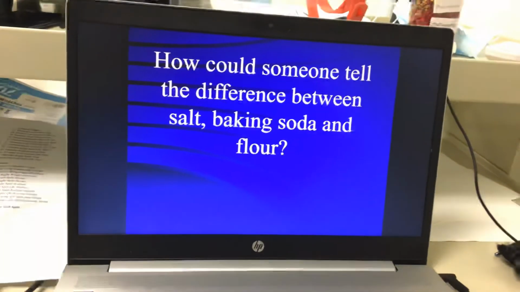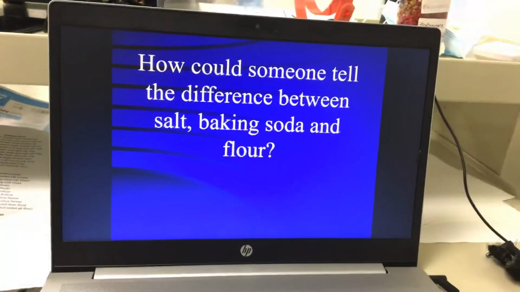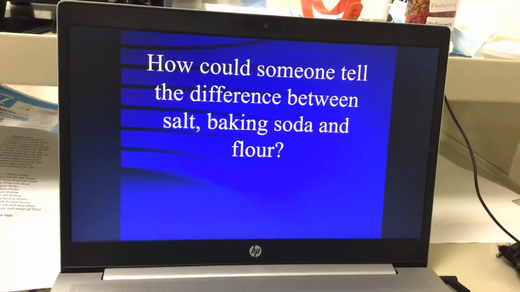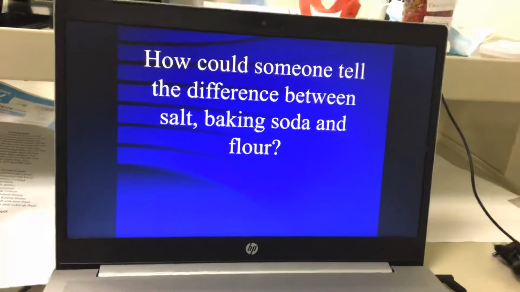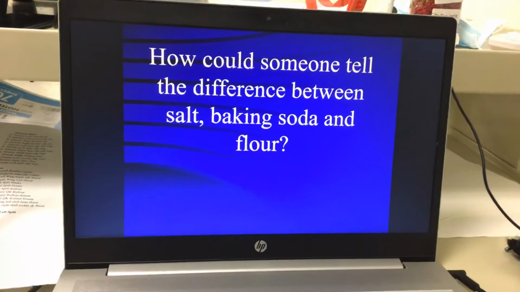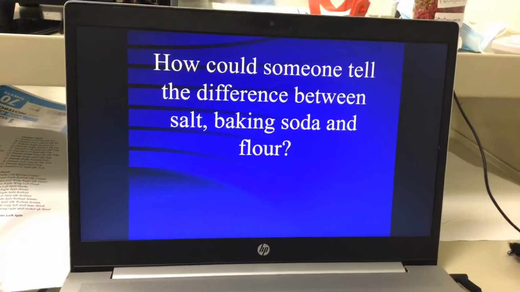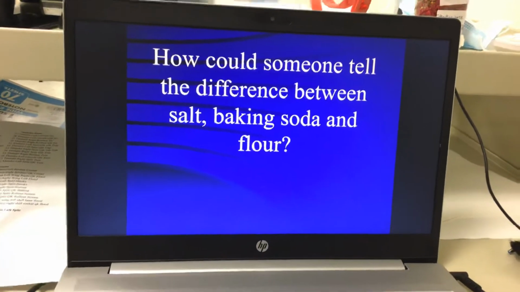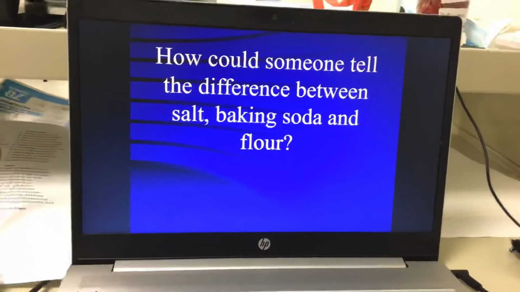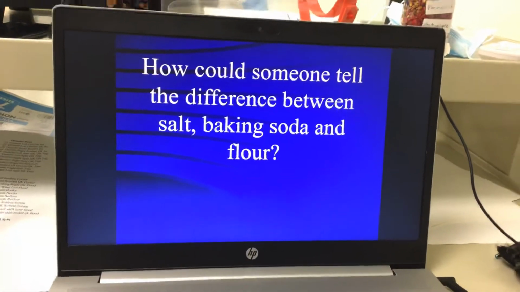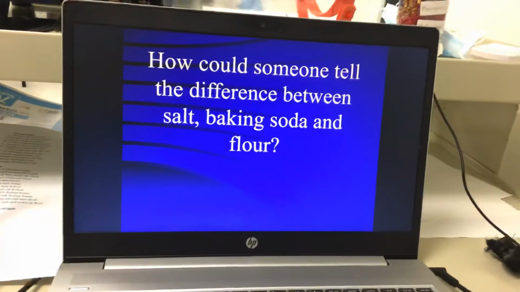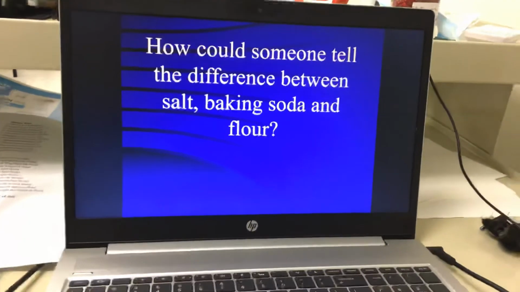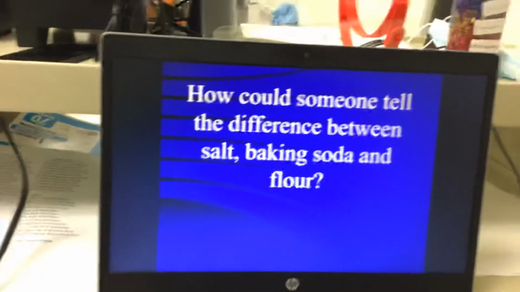How could you tell the difference between salt, baking soda, and flour? So if I had a cup of each one, how would you figure out the difference? First of all, you'd probably look at them. By looking at them, I think you could see that the salt was different. But baking soda and flour, you probably won't be able to tell by looking at them. Then I would smell them. Baking soda has a distinctive smell over flour, so you could do it that way. You could taste each one and definitely know the differences. So there are a number of ways you could figure that out.